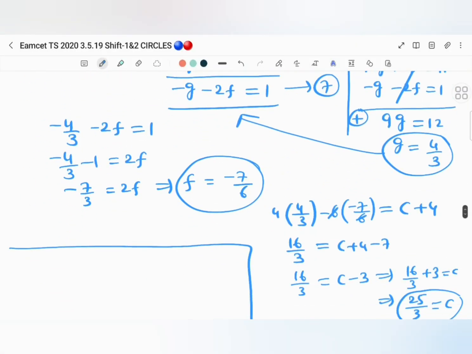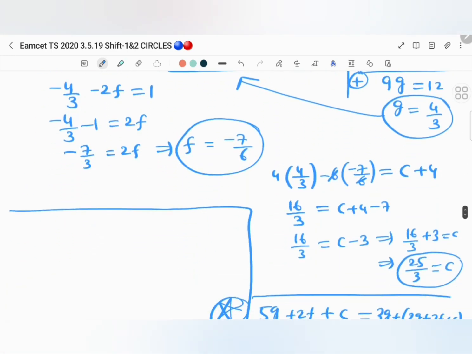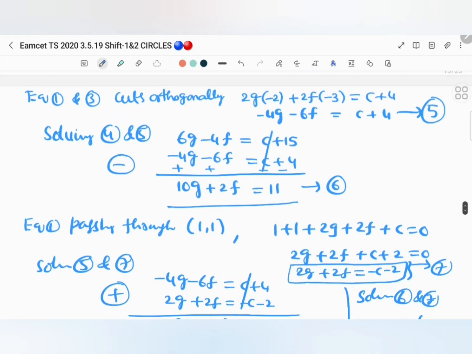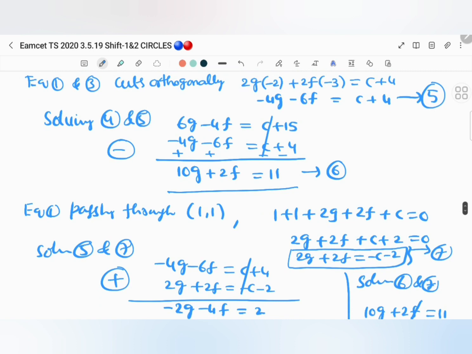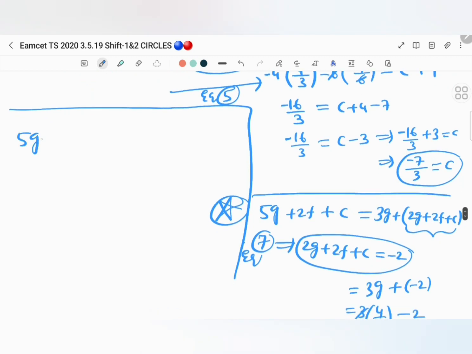Yeah, dear students, here why in this case also we are not getting. Here, the fifth equation, equation number 5. This is equation number 5. Equation number 5 is minus 4g here. Minus 4g minus 6f equal to c plus 4. Here minus 4g, instead of that only 4g I wrote. So if you write minus here, minus 16 by 3, that c we can take this side. So what happens is minus 16 by 3 plus 9 will come. So 9 minus 16, so minus 7. So it becomes minus 7 by 3, so the c value is minus 7 by 3.